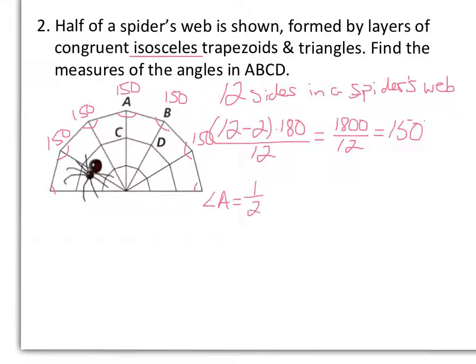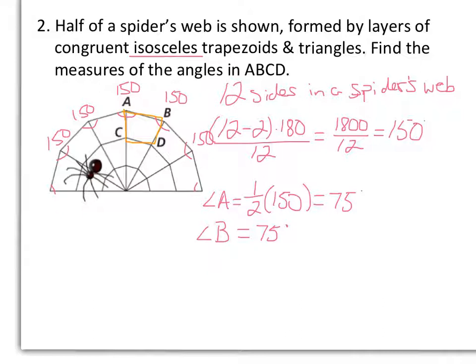So to find A, if I take half of 150, I get 75 degrees. Since it's an isosceles trapezoid that angle A and angle B are part of, their base angles will be congruent. So angle B is also 75 degrees. Now I have a trapezoid here, ABDC. So my base angles are congruent and my leg angles will be supplementary.